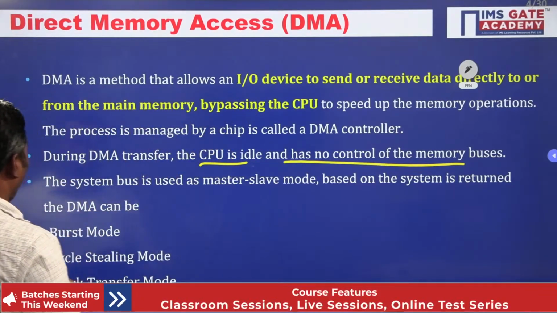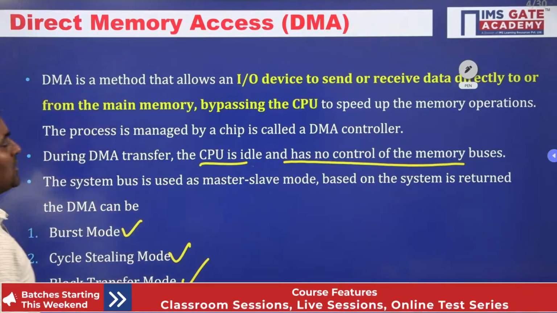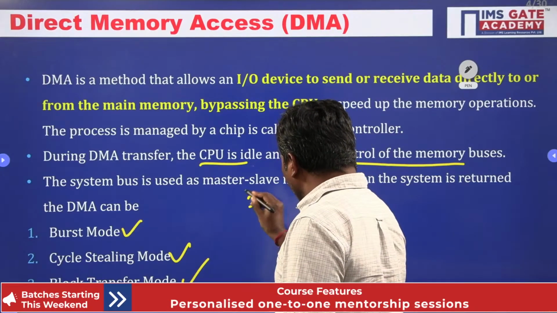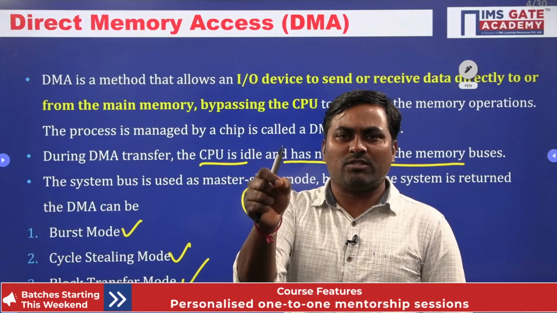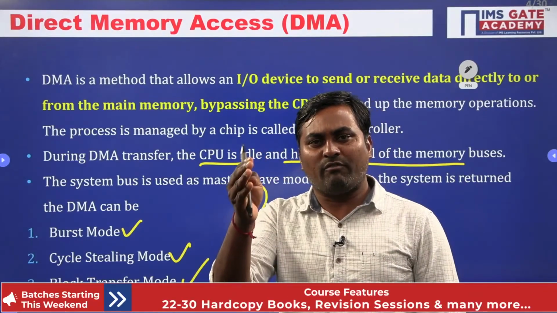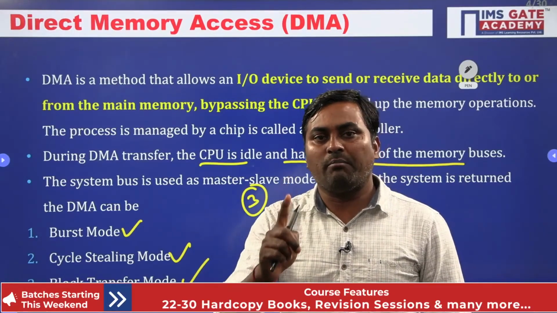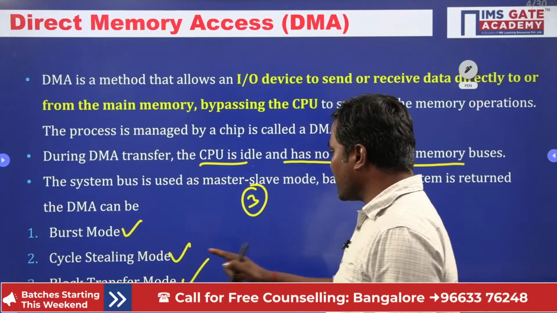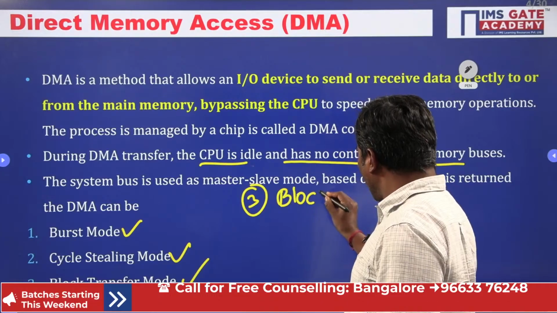Based on how the system bus is returned to the processor, the DMA can work in three modes. One is the burst mode, second is cycle stealing mode, and third one is the block transfer mode. I hope the points are clear. The first mode is burst mode. Based on how the system bus is relinquished by the DMA controller to the processor, the DMA can work in three modes: burst mode, cycle stealing mode, and block transfer mode.